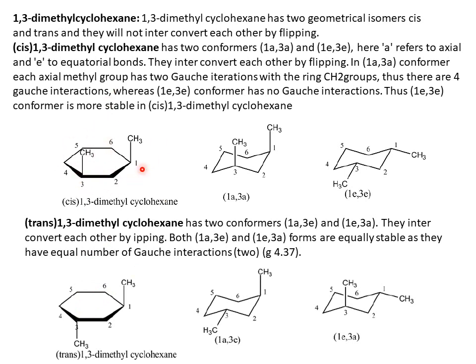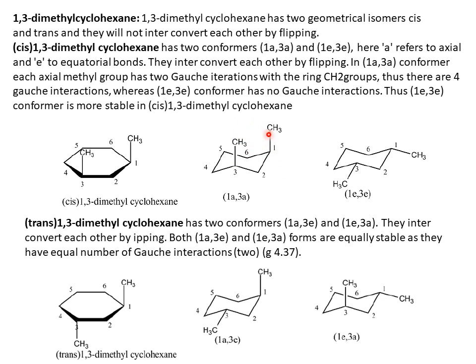This is a Fischer projection formula drawn in eclipsed conformation. You have to go for staggered conformation. Actually, the molecule exists in staggered conformation. So we have to draw the chair form of cyclohexane, and when you look at the two CH3 groups, in position 1 we have the CH3 group in axial position, and in position 3 we have axial position like this. So the AA form represents the cis form because the CH3 groups are coming in the same direction.